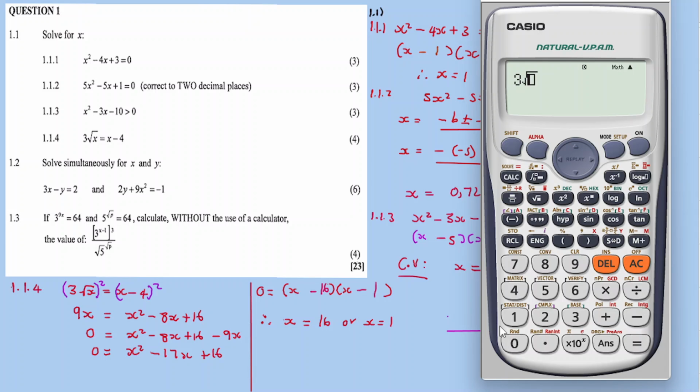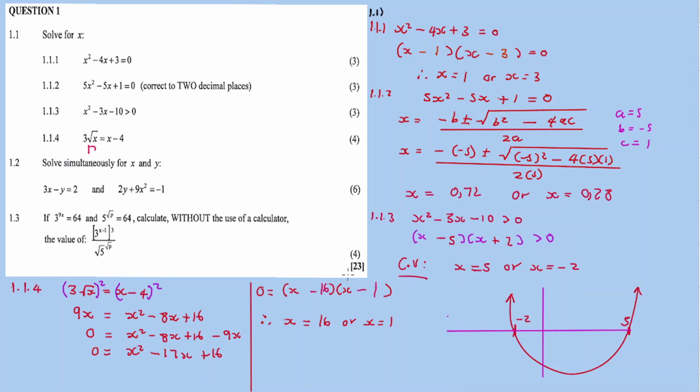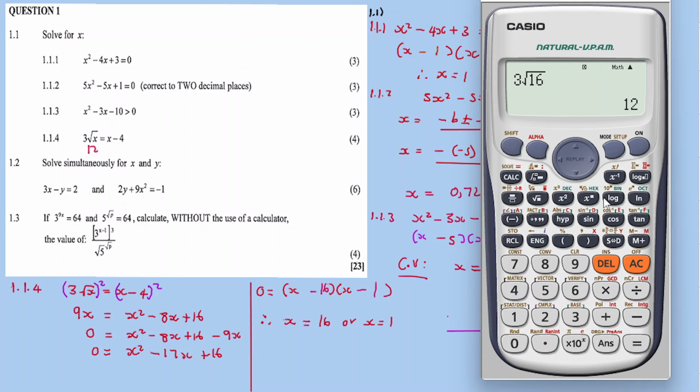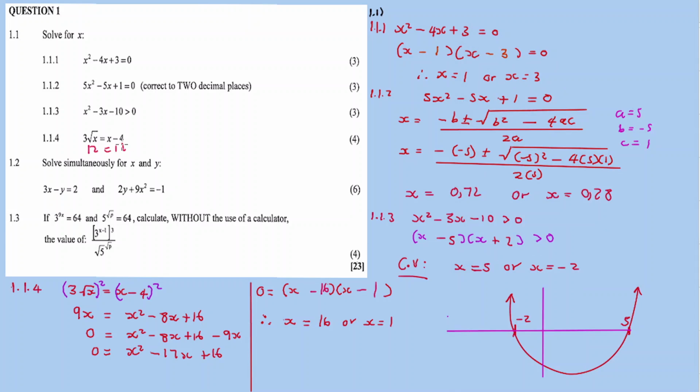Okay, yes, the square root of 16. 3 times square root 16 is equal to 12. So on the left hand side, 12. You just test my solutions wakho la. 16 minus 4 is equal to 12. So 12 is equal to 12. This is correct. Okay. Now, so x equal to 16 correct.